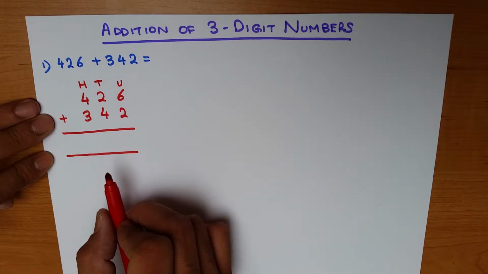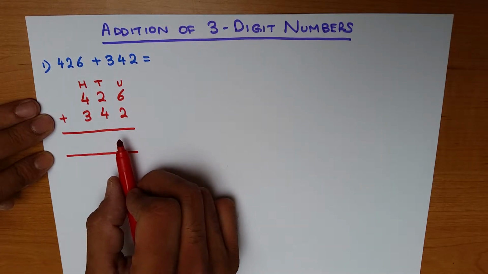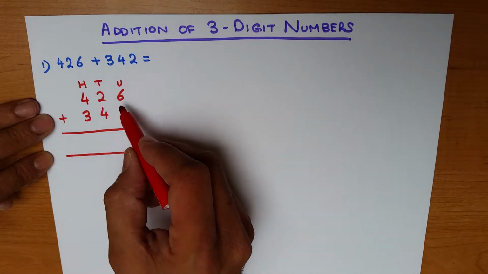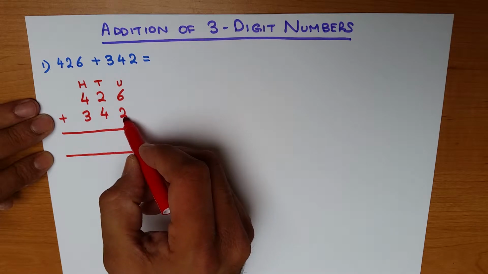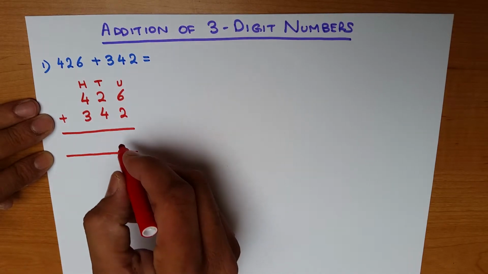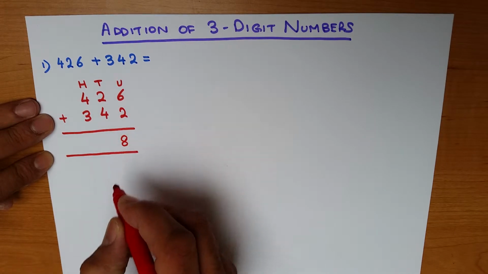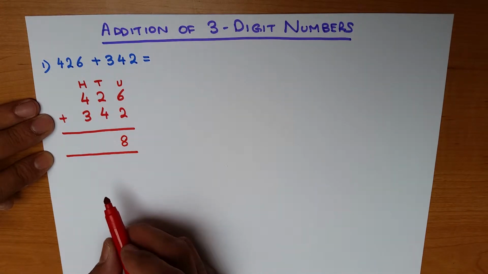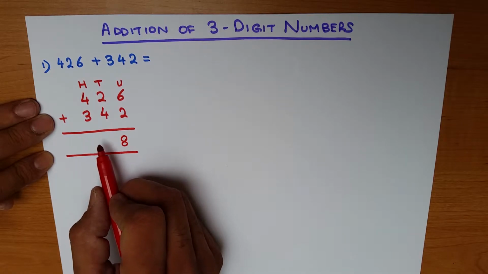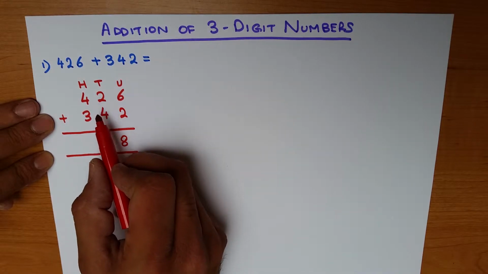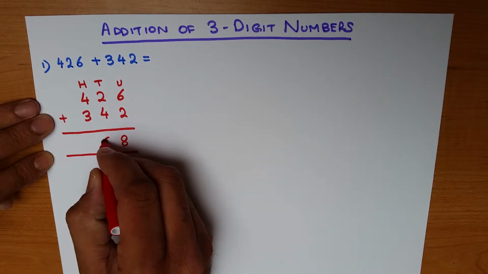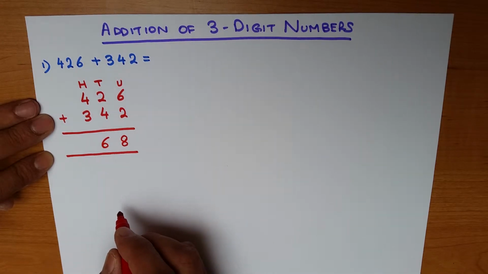We always start with the column on the right hand side, the units column. So let's go through this. What is 6 plus 2? 6 plus 2. That's right. It is 8. Now we turn our attention to the tens column. What is 2 plus 4? That's right. It's 6.